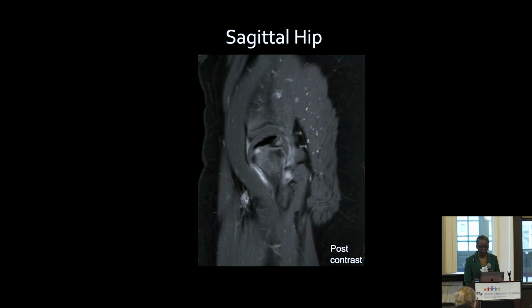So this is a sagittal MRI with fat suppression, and gadolinium contrast has been given. You can see that in this case of Legg-Calvé-Perthes, there's a large area of the femoral head that's not enhancing. There's some patchy foci of enhancement, and there's some enhancement of the synovium. I'm showing this to show you, again, that the anterior part of the femoral head is going to be the most involved.